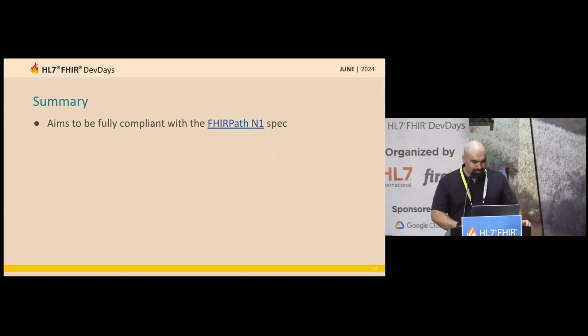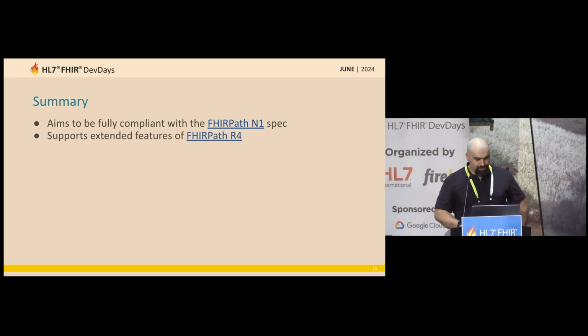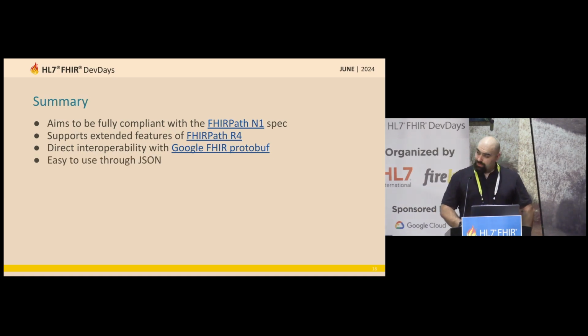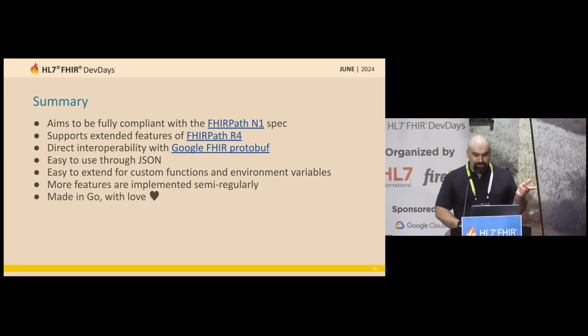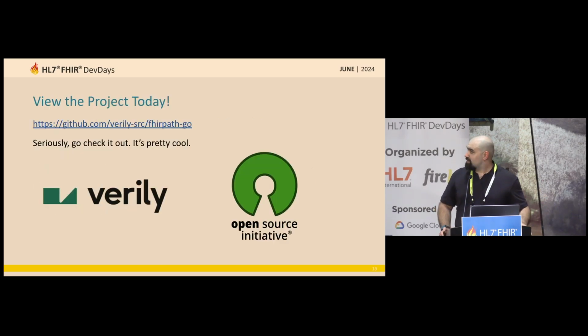So yeah, in summary, we aim to be compliant with all of the N1 specification. We have support for extended features of FHIR Path R4, direct interoperability with Google FHIR protobufs, easy to use with JSON, easy to extend for custom functions and environment variables, and we have more features implemented semi-regularly. Made in Go with love, because honestly, we all really enjoyed working on this. And we're supported by Verily. So yeah, seriously, go check it out. It's cool.